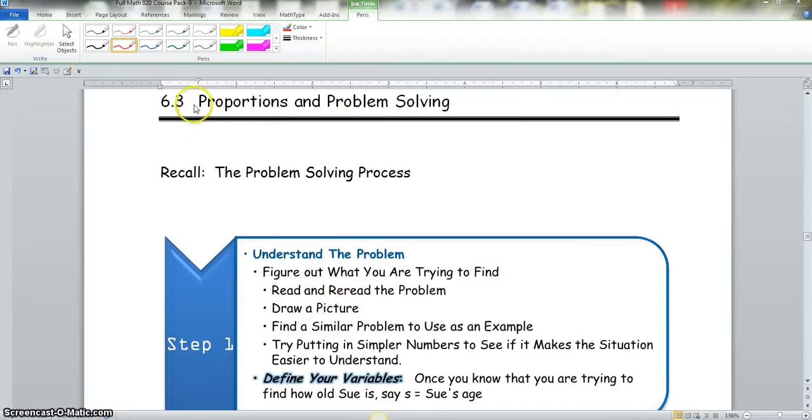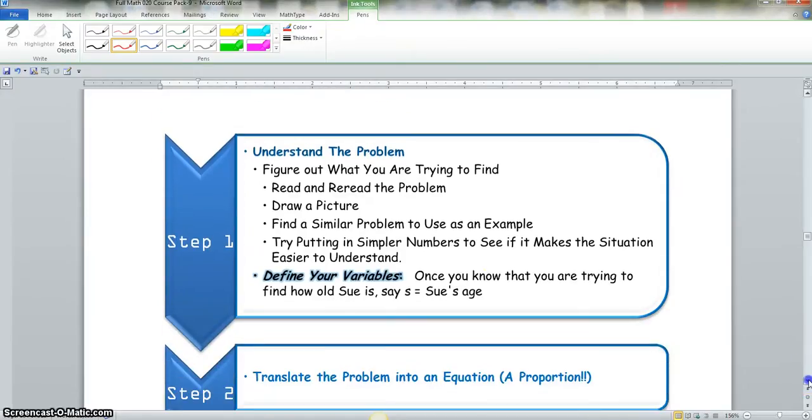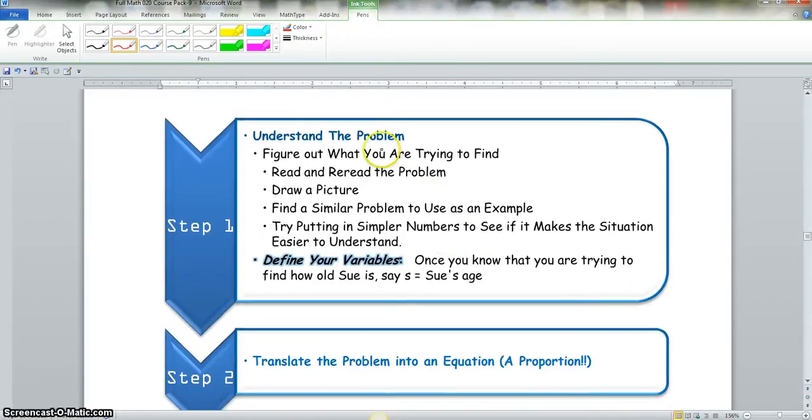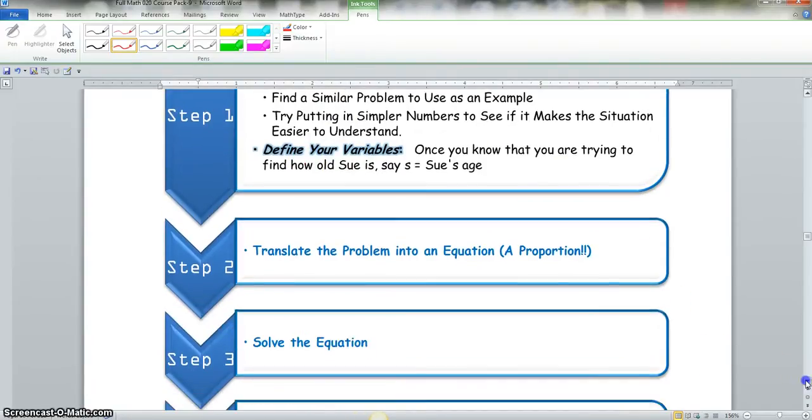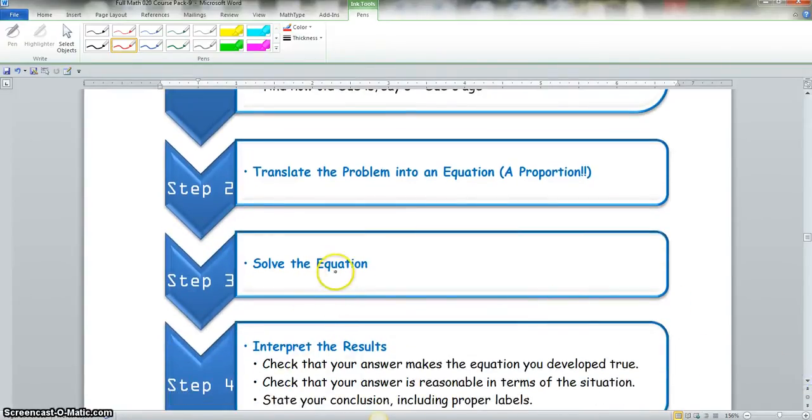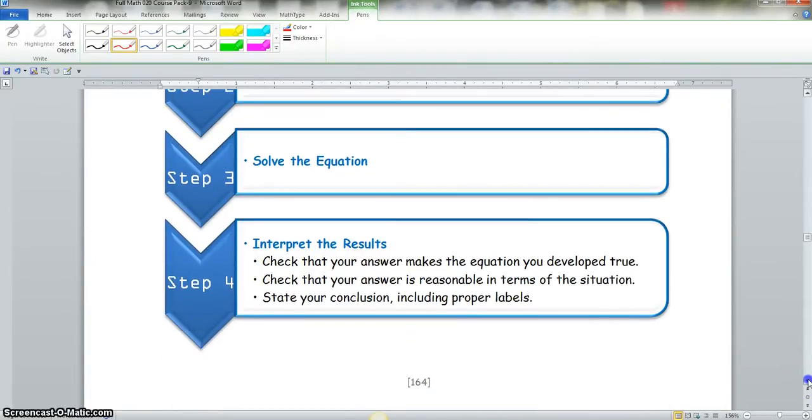Okay, now we start on section 6.3, proportions and problem solving. Recall the problem solving process. We went over the problem solving process in our previous chapters, but we had step 1, basically you want to define your variables. Step 2, translate the problem into an equation. Step 3, solve the equation. And finally, step 4, interpret the results.